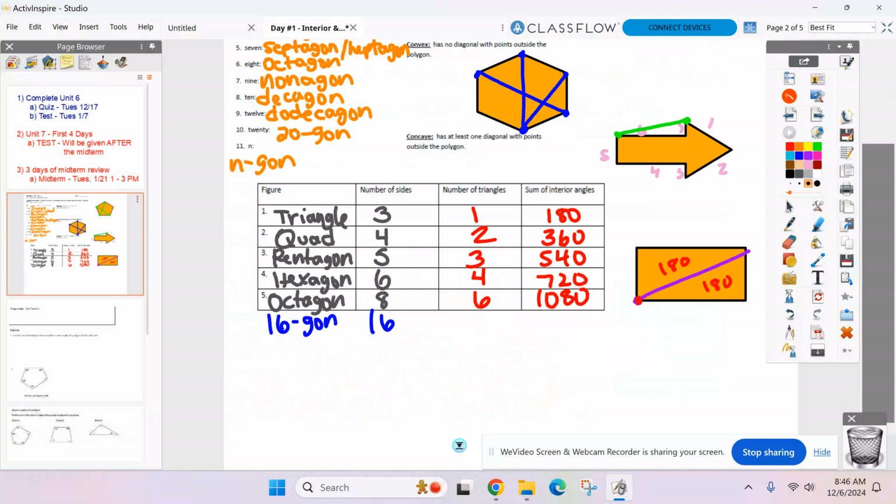What was the pattern here? I had 6 sides, 4 triangles, 8 sides, 6 triangles, 4 sides, 2 triangles. It's always, so what are you going to have here? 14. Why 14? Because you're going to explain the rule to me now. 16 minus 2. It's always 2 less, right? The number of triangles is always 2 less than the sides. And then what do I do with that 14 to find the total degrees? Go ahead and multiply by 180. That's a big number, 2,000.